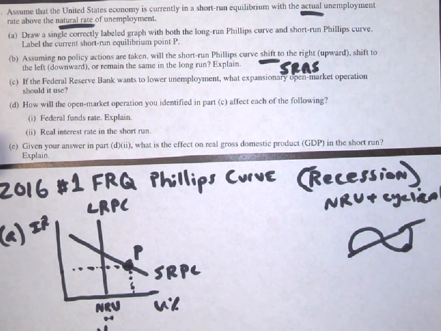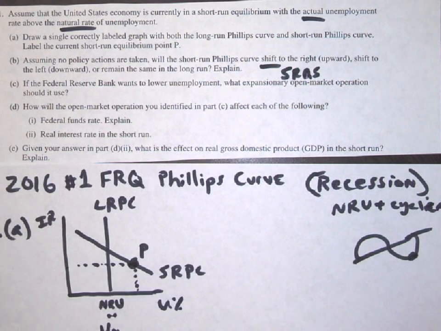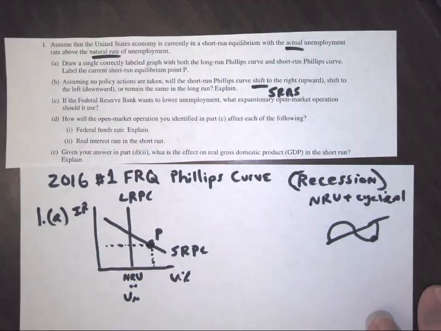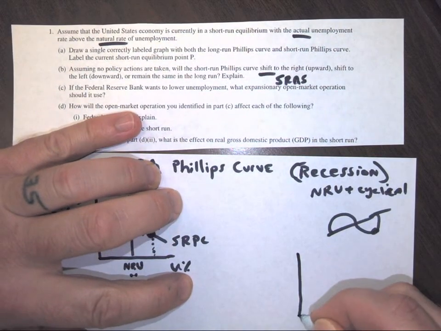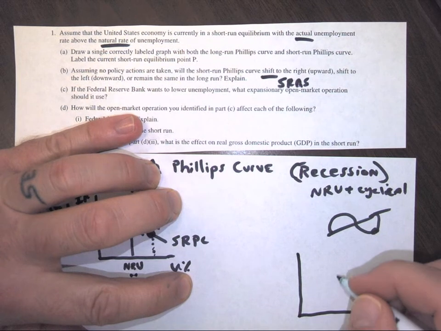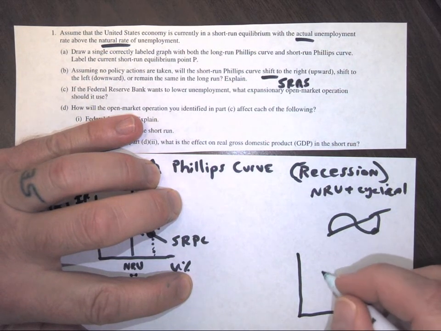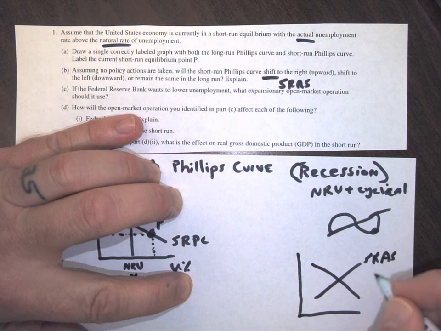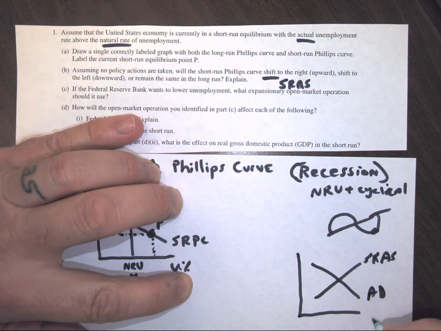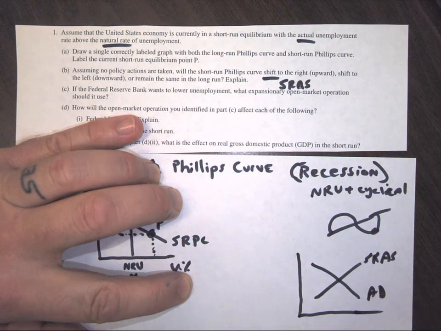Well, we have to think to ourselves, okay, long run, no policy action. People are out of work. So in the long run, with no policy action, we've got to think about the big economy. And I like to sketch over to the side to help me remember. Okay, I know that I'm going to have my SRAS, aggregate demand, okay? And I'm not going to label everything because I'm just thinking right now.